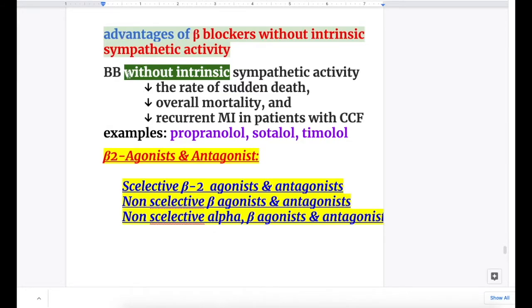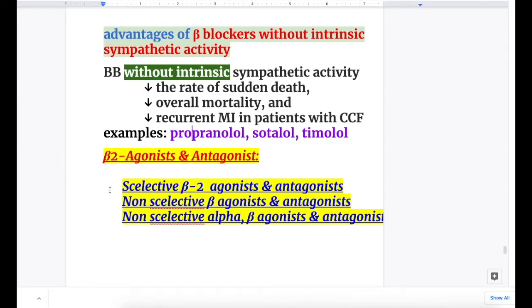So what do they do? The beta blockers without intrinsic sympathomimetic activity decrease the rate of sudden death, decrease the overall mortality, and number 3, they decrease recurrent myocardial infarction in patients with congestive cardiac failure. Examples of the beta blockers without intrinsic sympathomimetic activity are propranolol, sotalol, and timolol, the non-selective beta blockers.